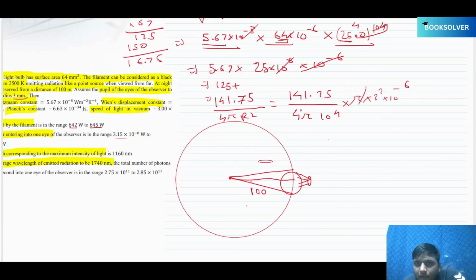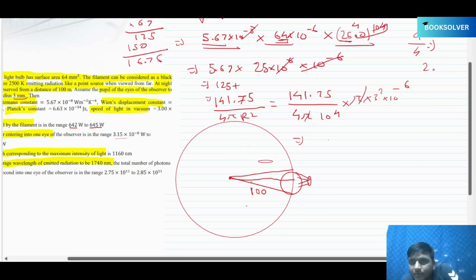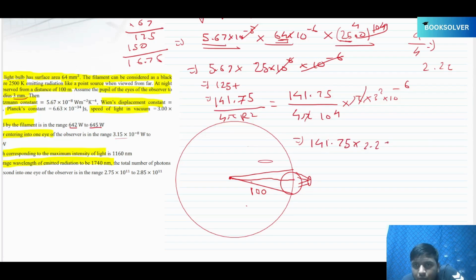Now if we calculate, pi cancels, so 10 to the power 4 becomes 10 to the power minus 10. 3 square, 9 by 4. What is 9 by 4? It's nothing but 2.25. So 141.75 into 2.25 into 10 to the power minus 10.